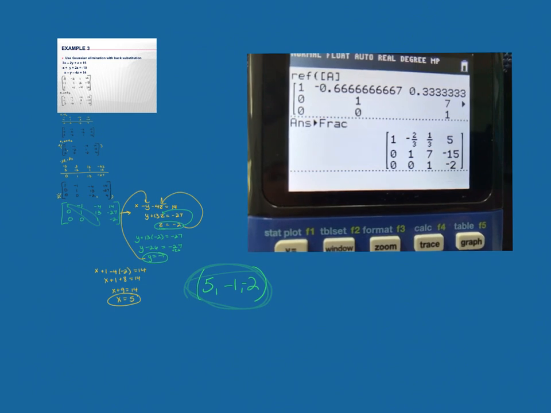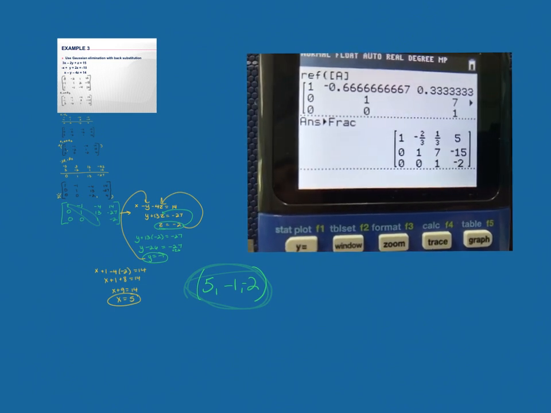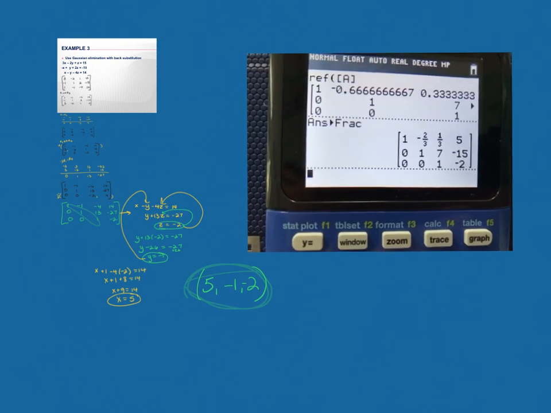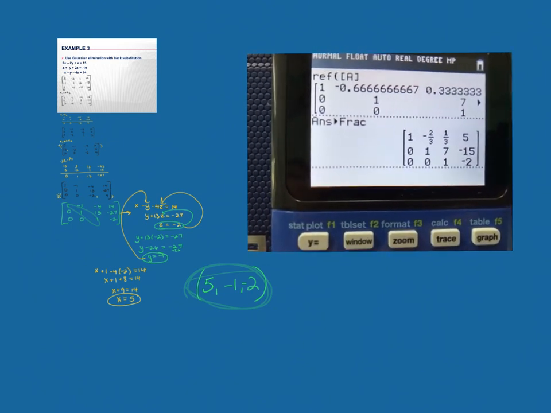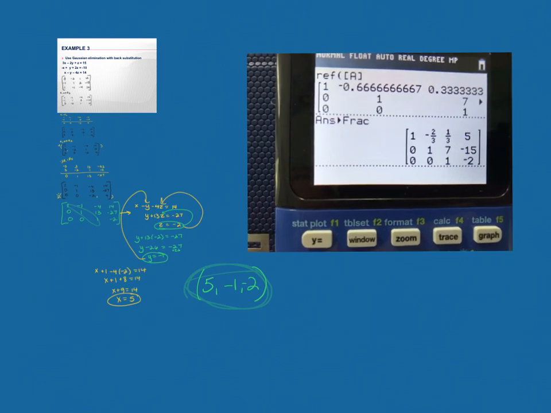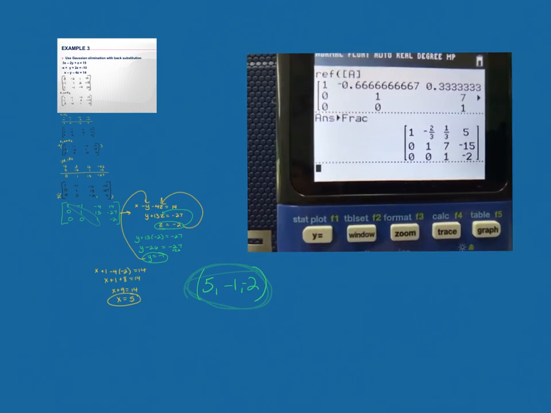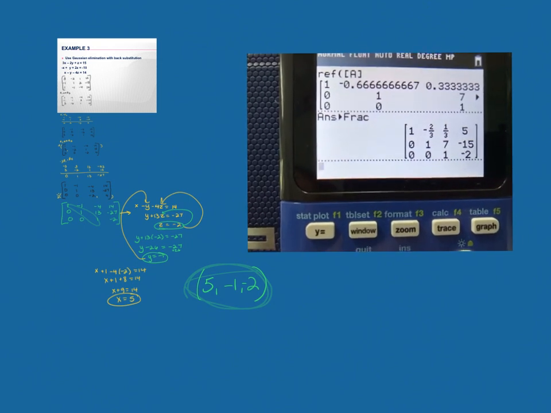So the answer might not look like your row echelon form, but if I solve this system, it will give me the same answer. So notice that z is -2, which matched what we got, right? It would be the same if I did back substitution. Wait, how'd you get the fraction form? Hit math, and the very first thing in the line is arrow fraction.